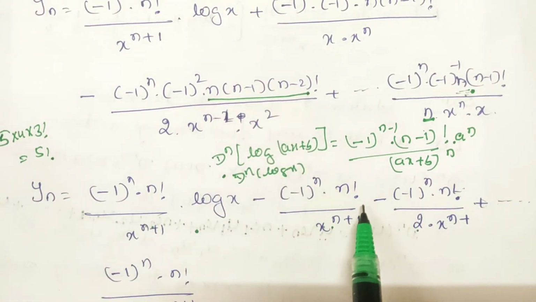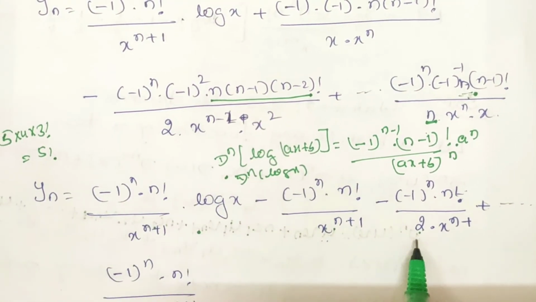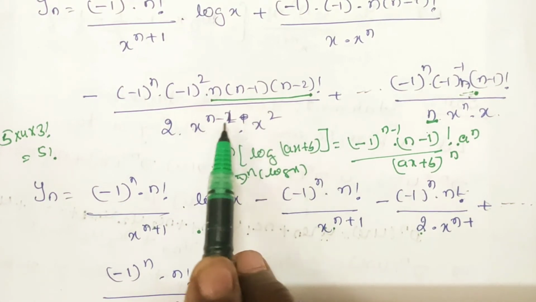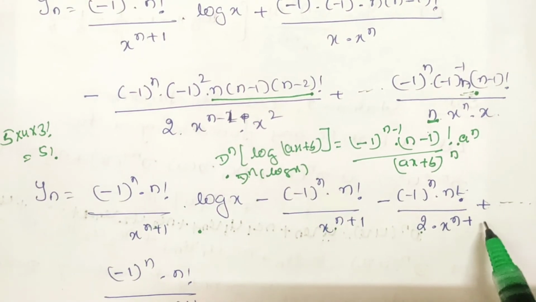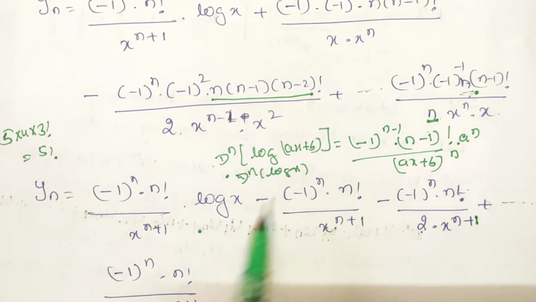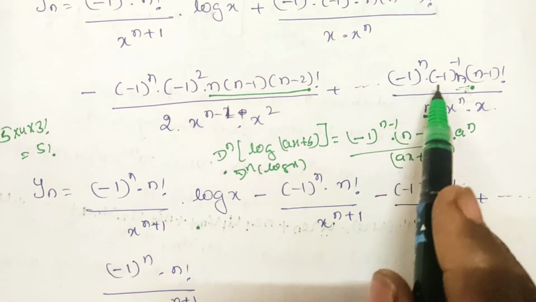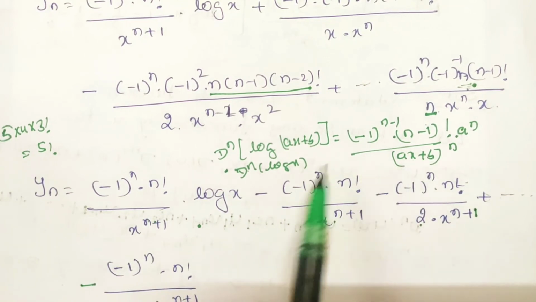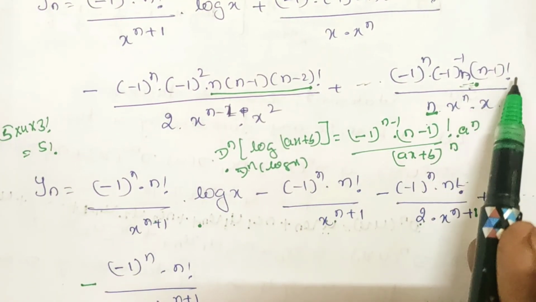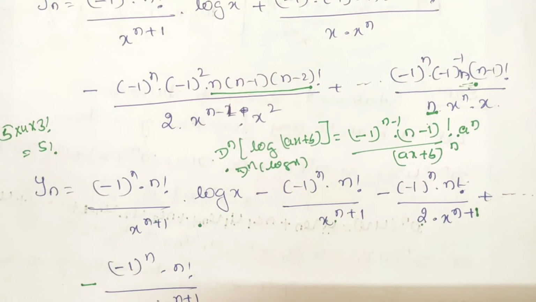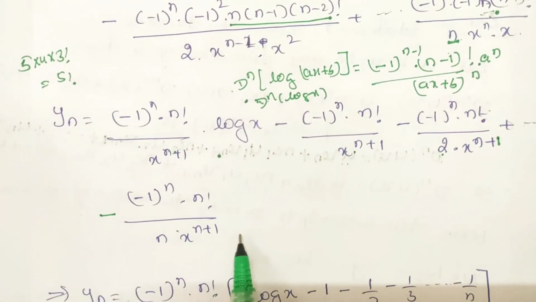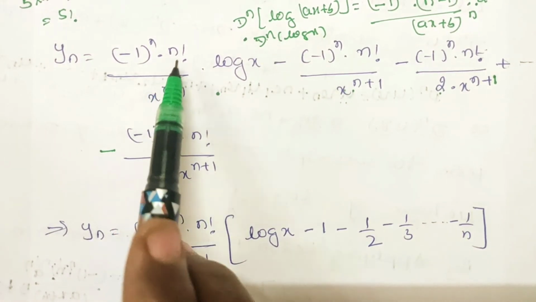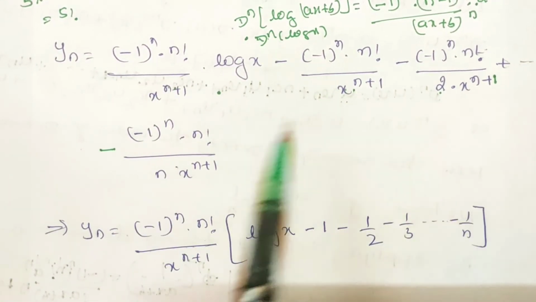This is n factorial divided by 2 into x to the power of n minus 1 plus 2. If you add the powers it becomes x to the power of n plus 1, etc. up to the last term, that is minus, again it is minus 1 raised to n into n factorial, n into n minus 1 factorial is n factorial divided by n into x to the power of n plus 1. So all the terms contain minus 1 raised to n into n factorial divided by x to the power of n plus 1. Here we have all the terms containing it.